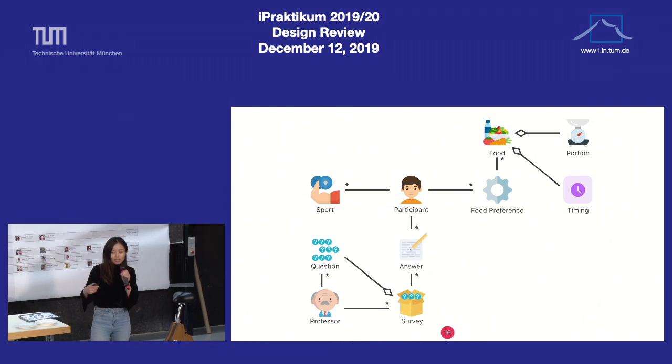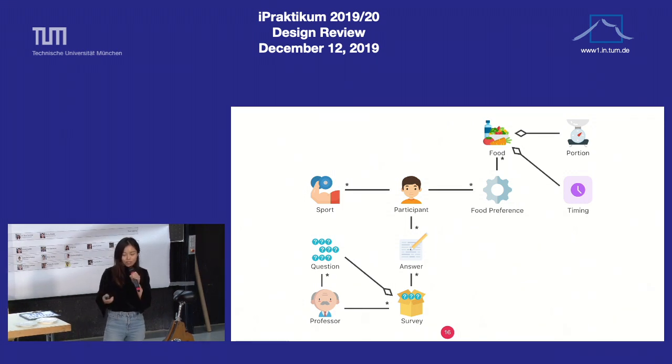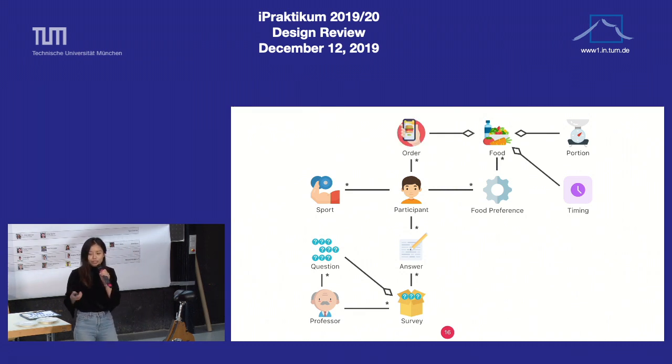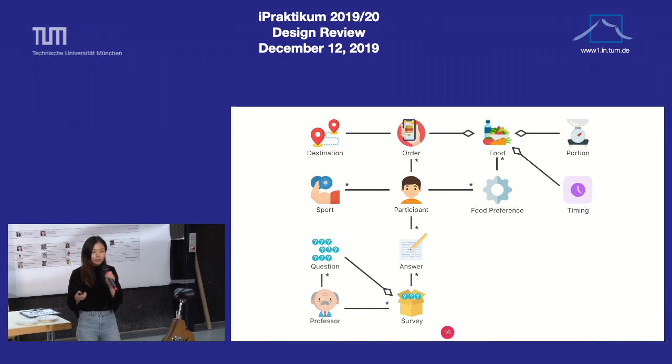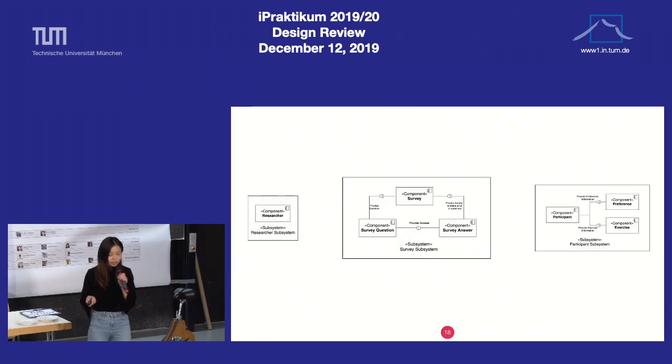After the survey is done, he sends the survey to the participant, and the participant answers the questions and then sends it back. After the survey is answered, the participant can also order food in our application. After the order is done, the participant can go to a restaurant nearby to pick up the food, or the food will be sent to the participant's house. And how are we going to implement the whole system?